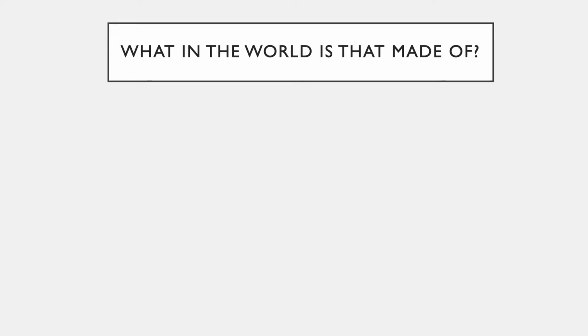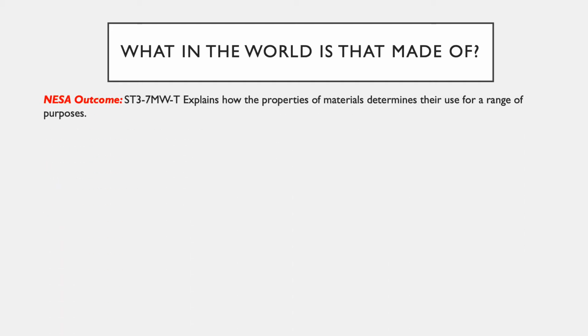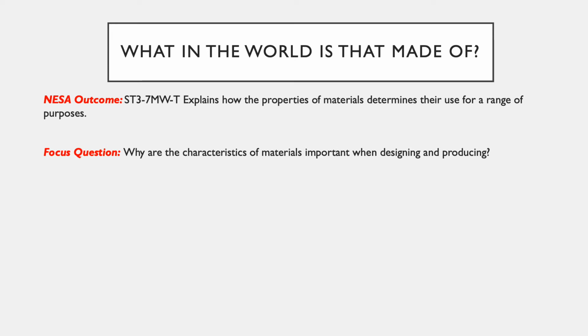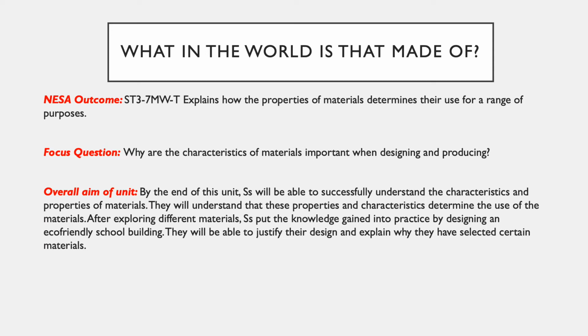My unit of work created with my group was called What in the World Is That Made Of? It was based on Material World for Stage 3, focusing on the characteristics of materials and why they're important when designing and producing. The aim of the unit was that students would understand the characteristics and properties of material. They would understand that these properties and characteristics determine the use of materials.